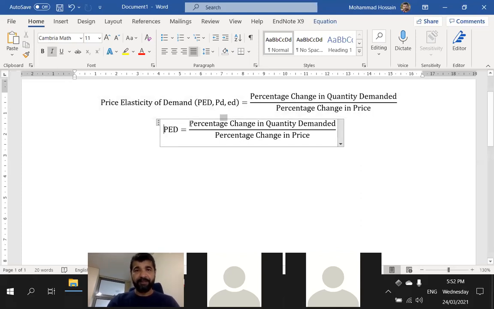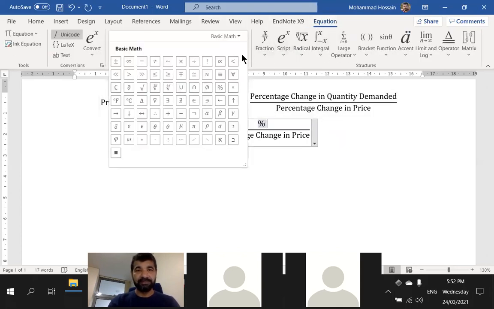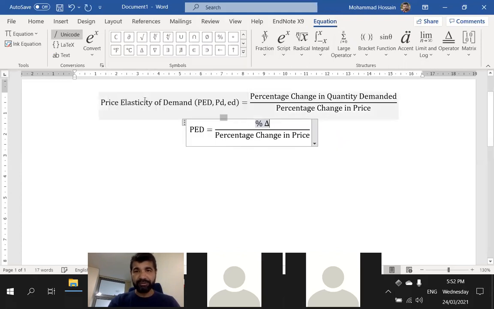Now, percentage change in quantity. I'm going to write it in short. Percentage. If I write it this way, this is the sign we use in maths, called the delta sign. It is also used to show the change. Percentage change in quantity demanded divided by percentage change in price.